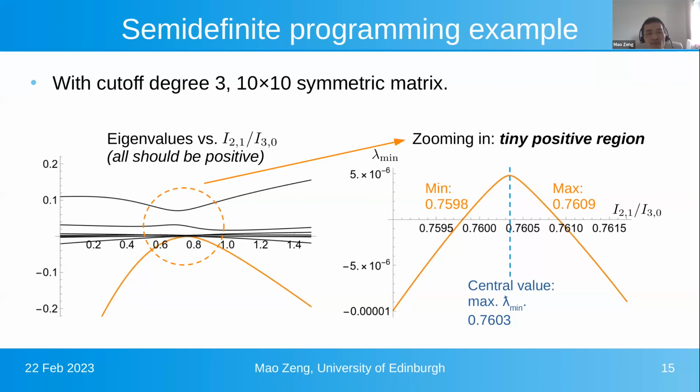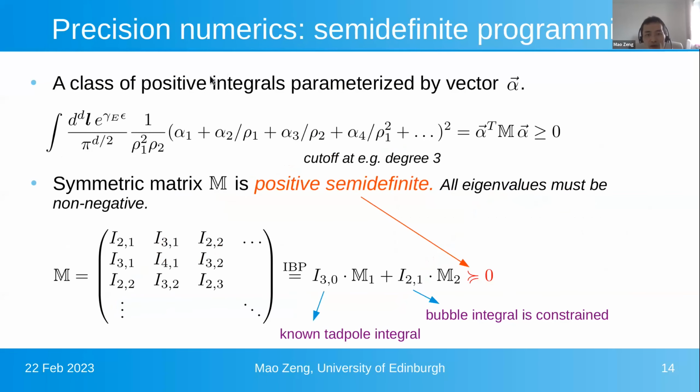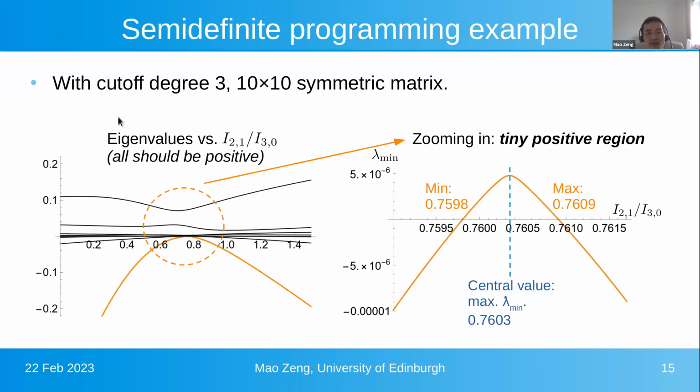Now I will just plot the eigenvalue of this matrix. As I said, one part, the tadpole integral, is known. This M1 is known. Both M1 and M2 are known from IBP reduction, and the only unknown parameter is this bubble integral. So I have a matrix which depends on just one parameter, and if I plot its 10 eigenvalues, you can immediately see that the vast majority of the parameter space is ruled out because the lowest eigenvalue is negative.